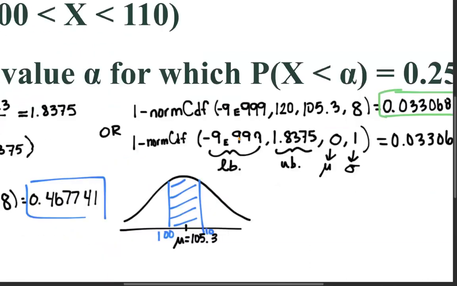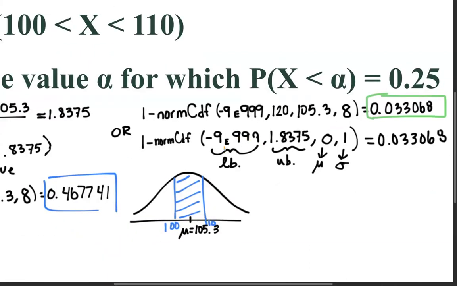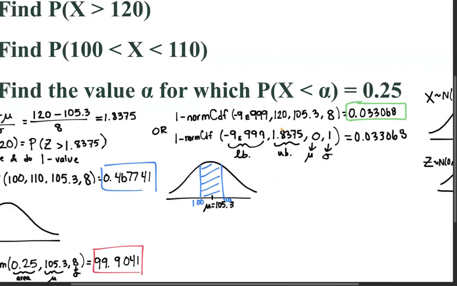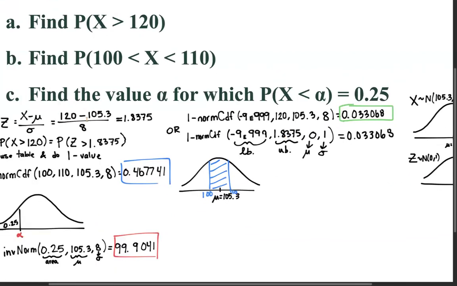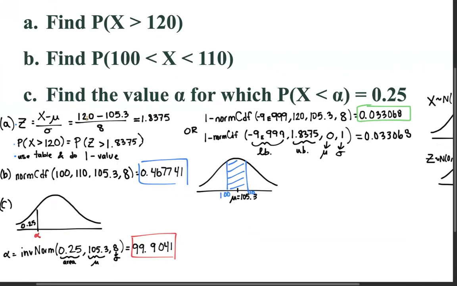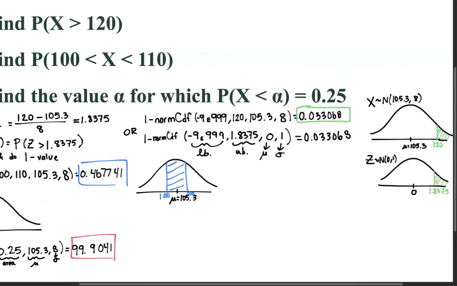So the bottom line is using the z-score. The z-score here for x being 120 was 1.8375. So that'll be the upper bound here. That'll be this value. And then the mean of 0 and standard deviation of 1, because it's a standard normal, if you're using the z-score. And so you'll get the same answer.